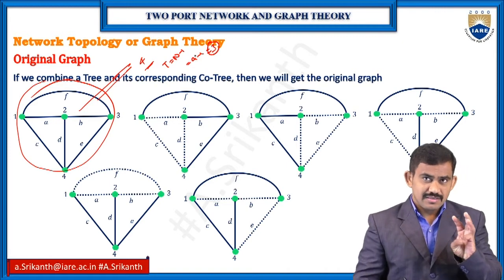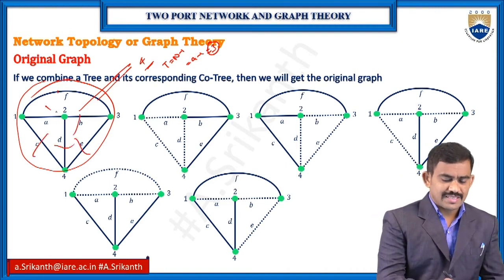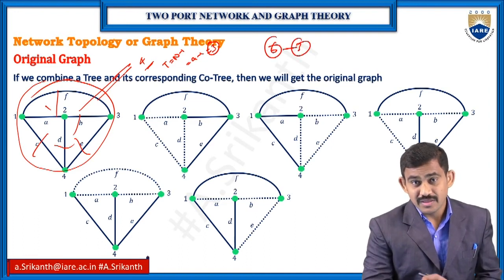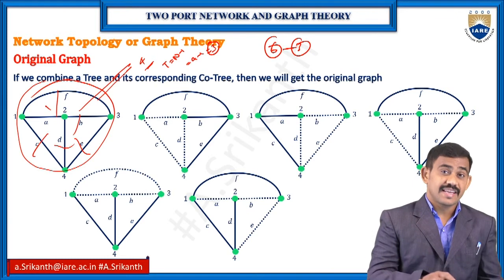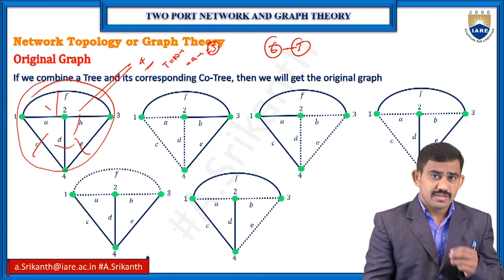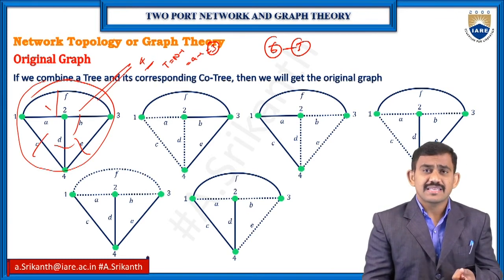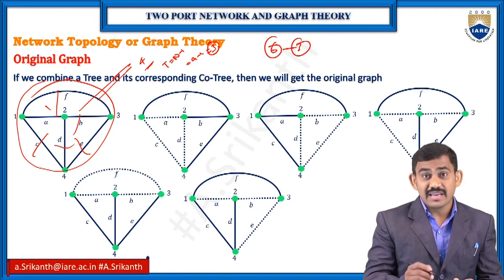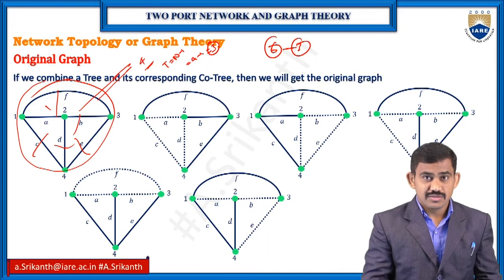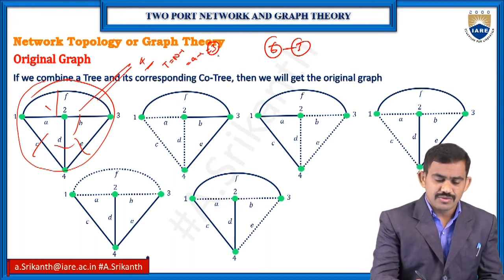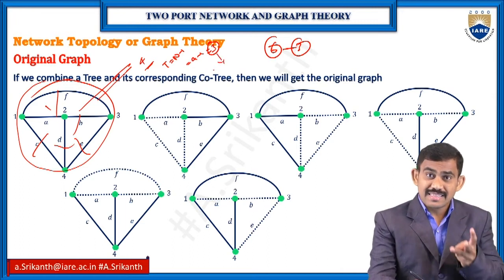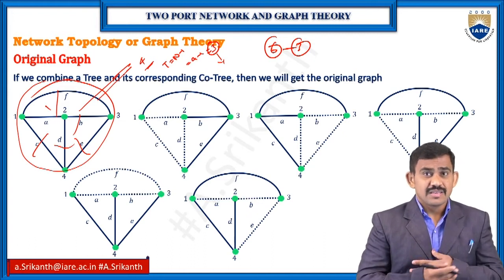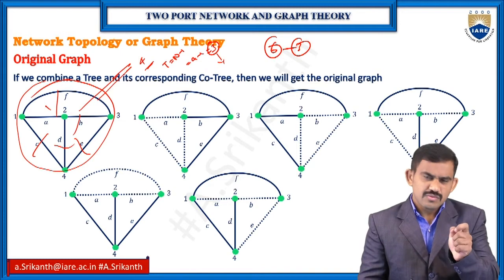So in that, how many branches do we have? 1, 2, 3, 4, 5, 6 branches. In the 6 branches, 3 are your tree. 3 branches are your tree, and the remaining 3 are your co-tree. So I will draw the tree with 3 branches. So which 3 branches do I need to select? For that you can select any 3, but we have a small condition.